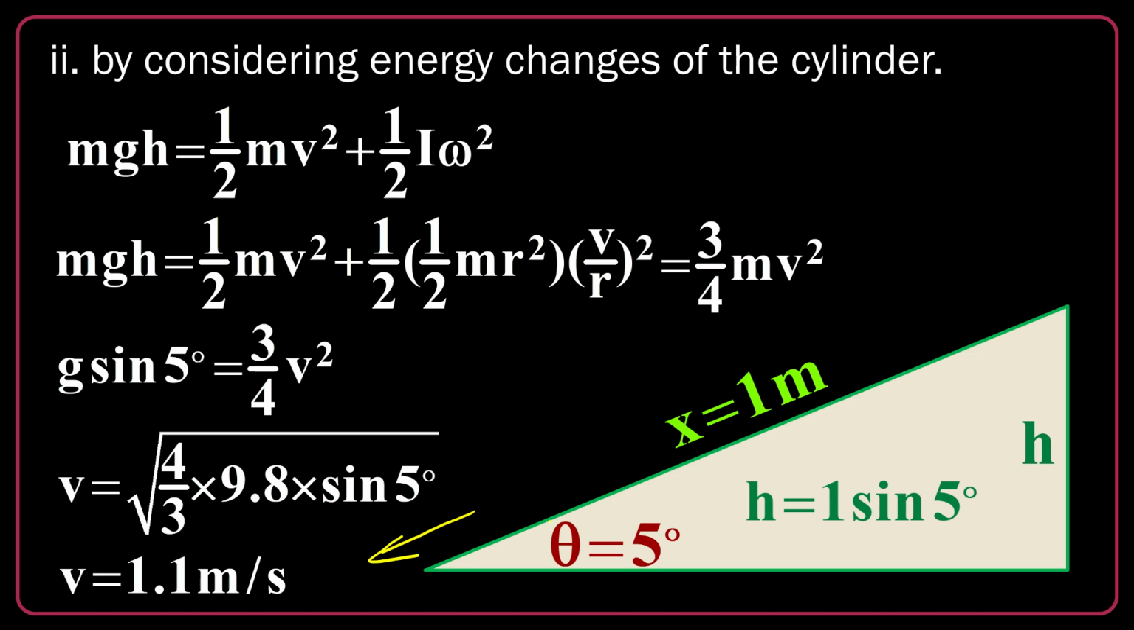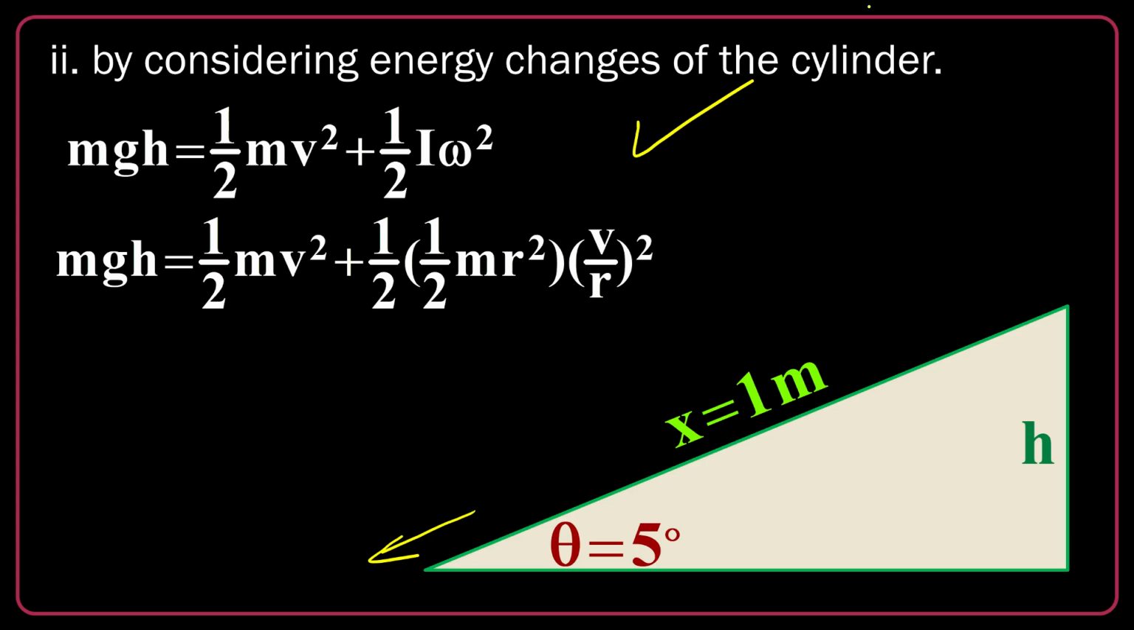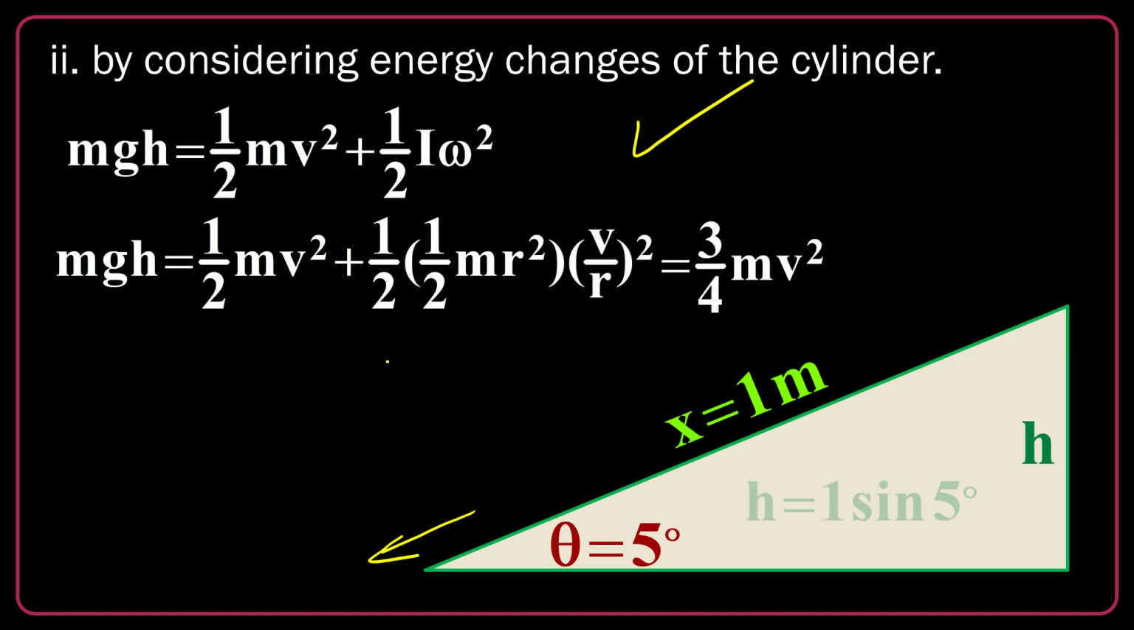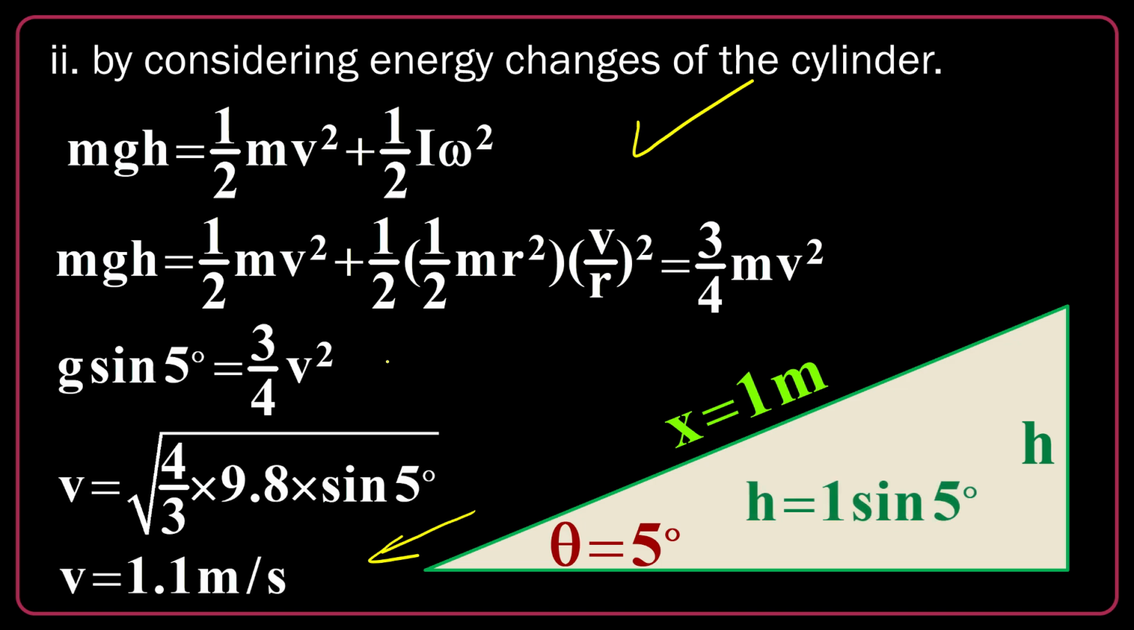Okay, same answer, but what's the benefit of this, or the advantage of this approach? The advantage is, in this approach, you shouldn't necessarily know the linear acceleration of the rolling down cylinder, because in the previous part, you remember, we started from a background of having acceleration to be 2/3 of g sine of theta. Here we don't have to. We can start from scratch. This is the benefit. Okay?